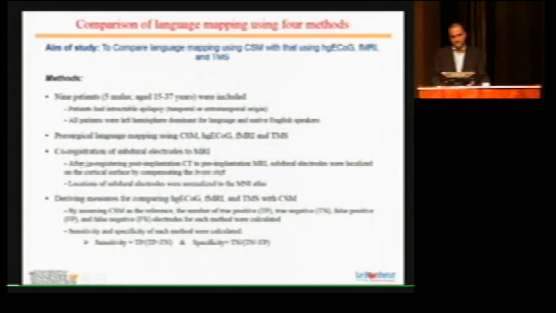After co-registering the subdural electrodes to MRI, we found the location of the subdural electrodes in the pre-implantation MRI, and then normalized it to the MNI atlas to have a comparison of all patients together. Then we derived some measures to compare the language mapping of high-gamma ECoG, fMRI, and TMS with the gold standard CSM. To do that, we assumed CSM as the reference and found the number of true positive, true negative, false positive, and false negative electrodes for each method and in each patient. Based on that, we derived the sensitivity and specificity per patient and per modality.